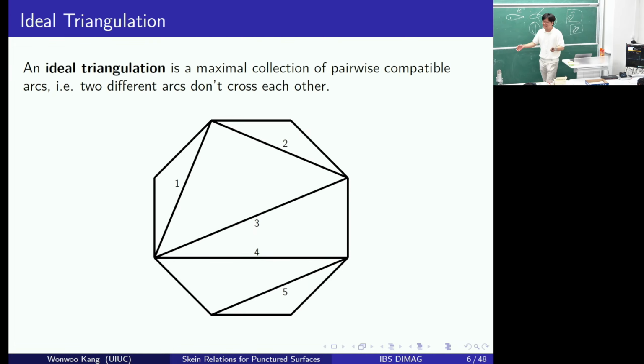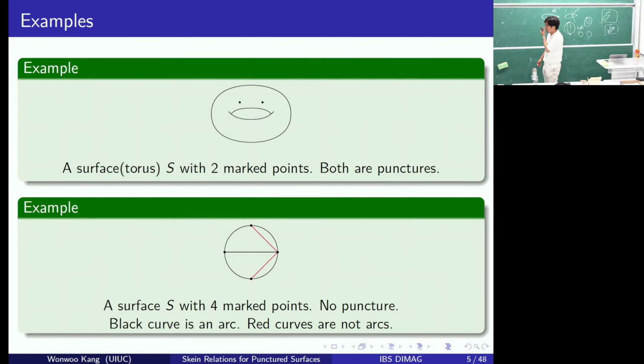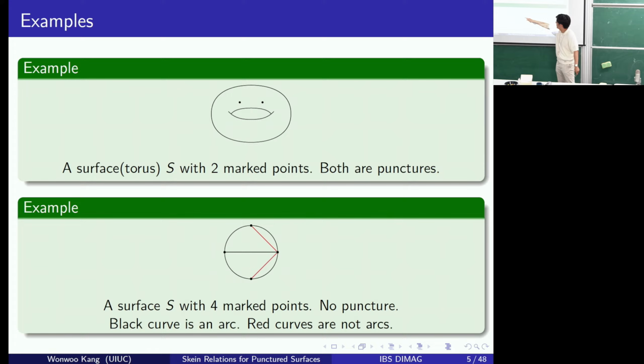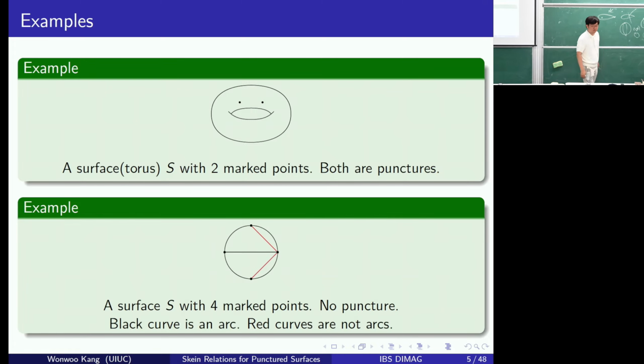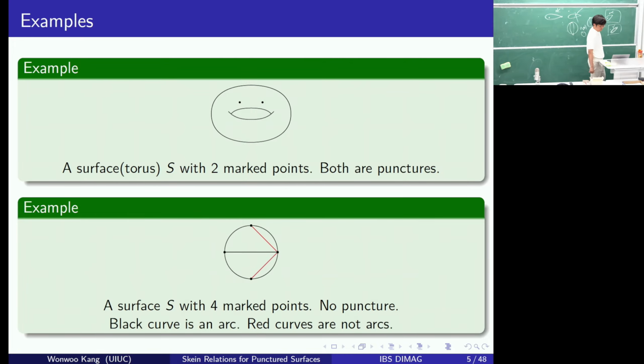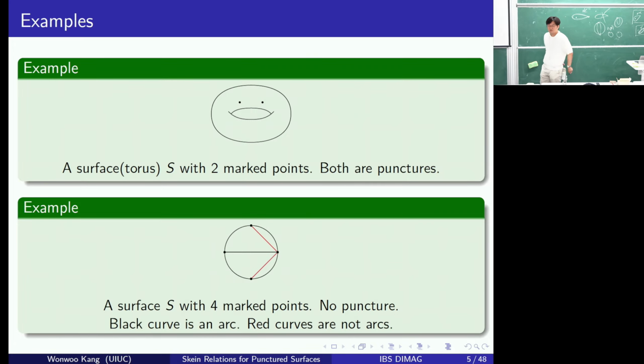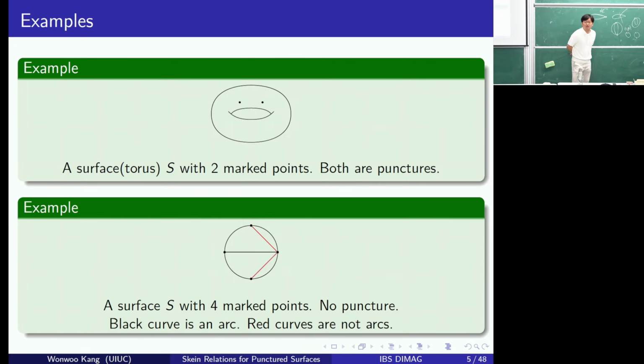Can you show the second picture again? Sure. So the surface S is just a disk, and all four of the points are on the boundary, so there's no puncture. Oh, I see. So how do you distinguish the interior from the exterior?